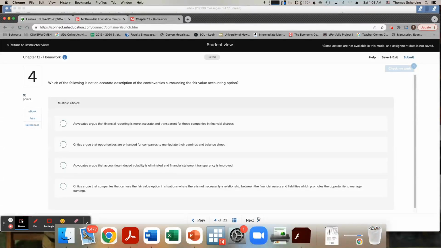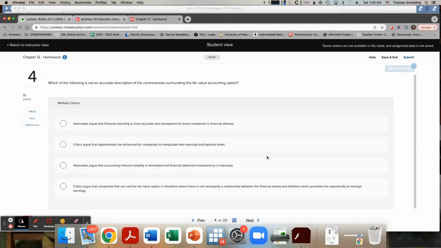Which of the following is not an accurate description of the controversies? Sorry, I'm just reading this to solve this. I think it's the first one here. It's not really accurate to say that you're going to be more accurate or transparent if the company is in financial distress versus if it's not. I don't think that would really have any role here.